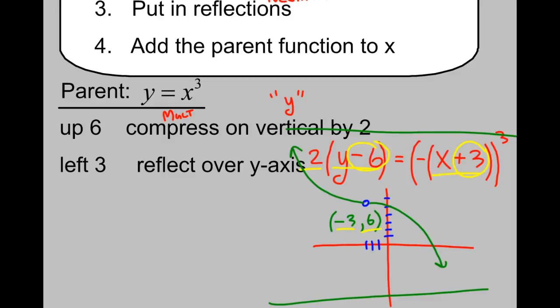Let's give a little round of applause for that on 3. 1, 2, 3. Yeah. All right. Woo. Okay. All right. Next problem.